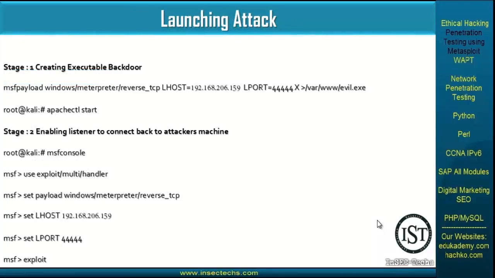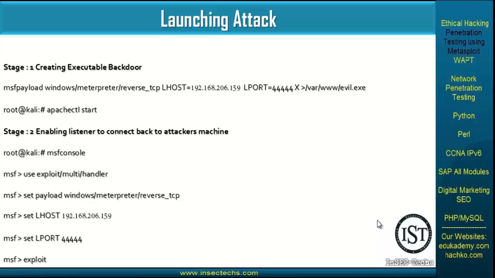So coming to the scenario, first of all, we will be launching the attack. For this, in stage 1, we will be creating a customized executable backdoor using the MSF payload, and we will be deploying this backdoor in our web server, that is in /var/www, and we shall start the Apache service. On the other hand, the victim just needs to download the file and open it.